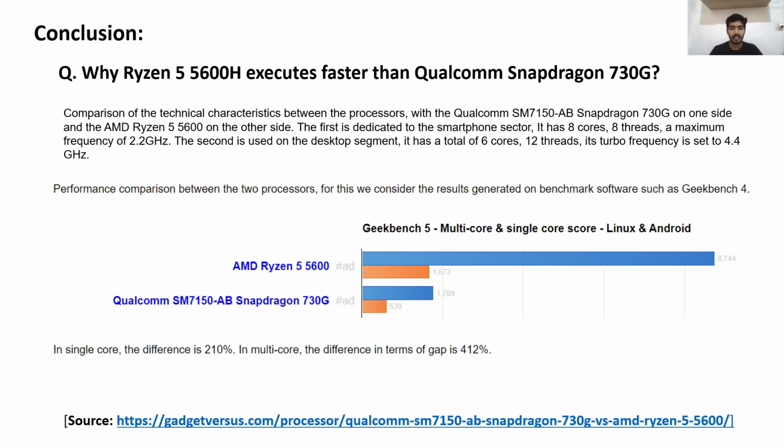First of all, this Ryzen 5 is a laptop-based or desktop-based processor having 6 cores and 12 threads. Whereas on the other side, the Qualcomm Snapdragon is a mobile processor which has more cores, 8 cores, but fewer threads, that is 8 threads. But the differences are in the clock speeds and all. The base frequency of the Ryzen 5 is 3.3 gigahertz, while on the 730G Snapdragon, 2.2 gigahertz is the maximum which we can go, while the Ryzen 5 can go up to 4.4 gigahertz. As you can see, it is just double of that.